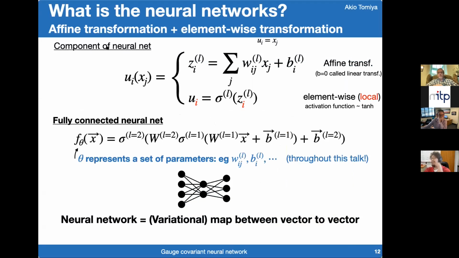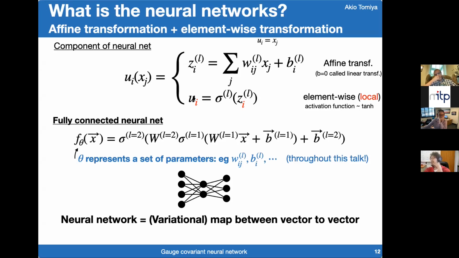So let me explain the structure of a neural network. A neural network is a composite function, and it consists of two parts. One is the affine transformation, and the other is the activation function, which is an element-wise local function. The affine function is just a matrix multiplication plus the addition of a vector. The result of the affine transformation is fed to the element-wise local function. Then we get the next one.